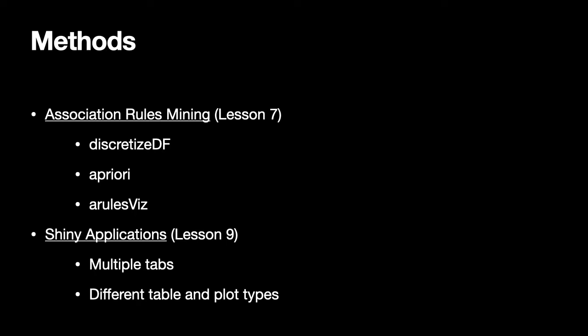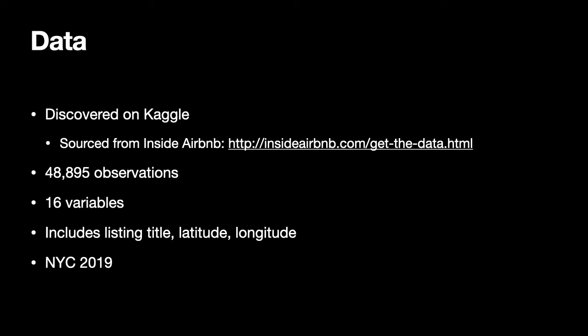The methods I'll be using to achieve these objectives come from Lesson 7, Association Rules Mining, and Lesson 9, Shiny Applications. I'll use these methods on data I discovered on Kaggle, which was originally sourced from Inside Airbnb. It's nearly 50,000 observations and has 16 variables, so this is a pretty rich set of data that I'll be working with, especially considering how it's only specific to New York City in 2019.